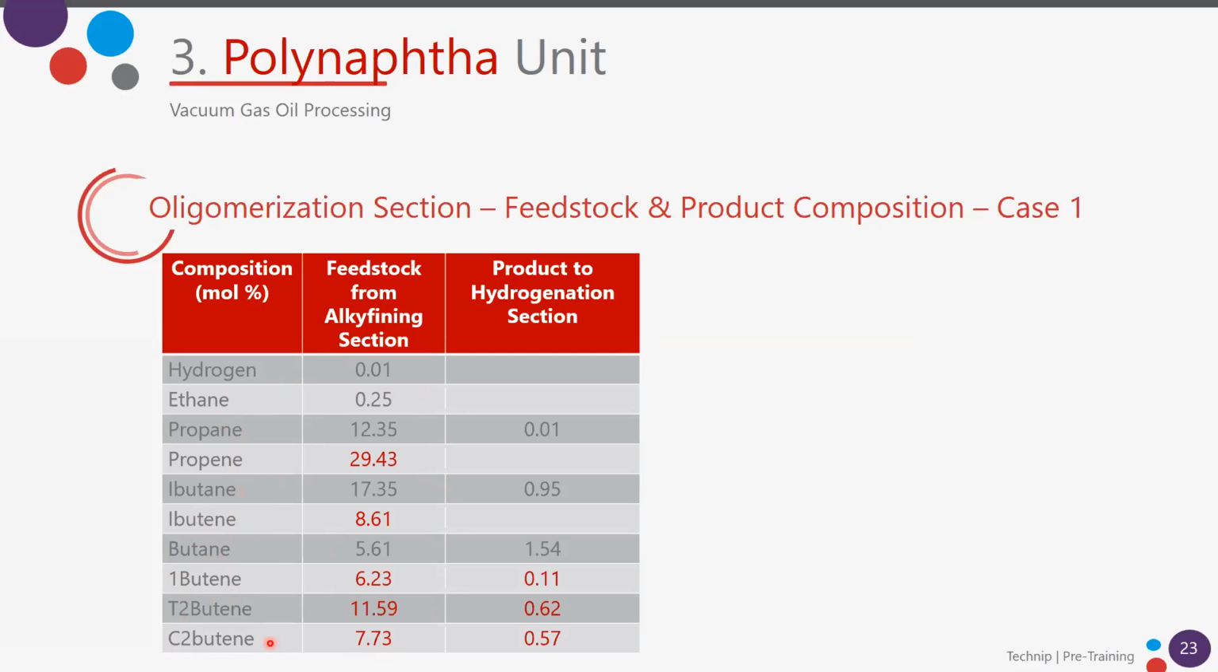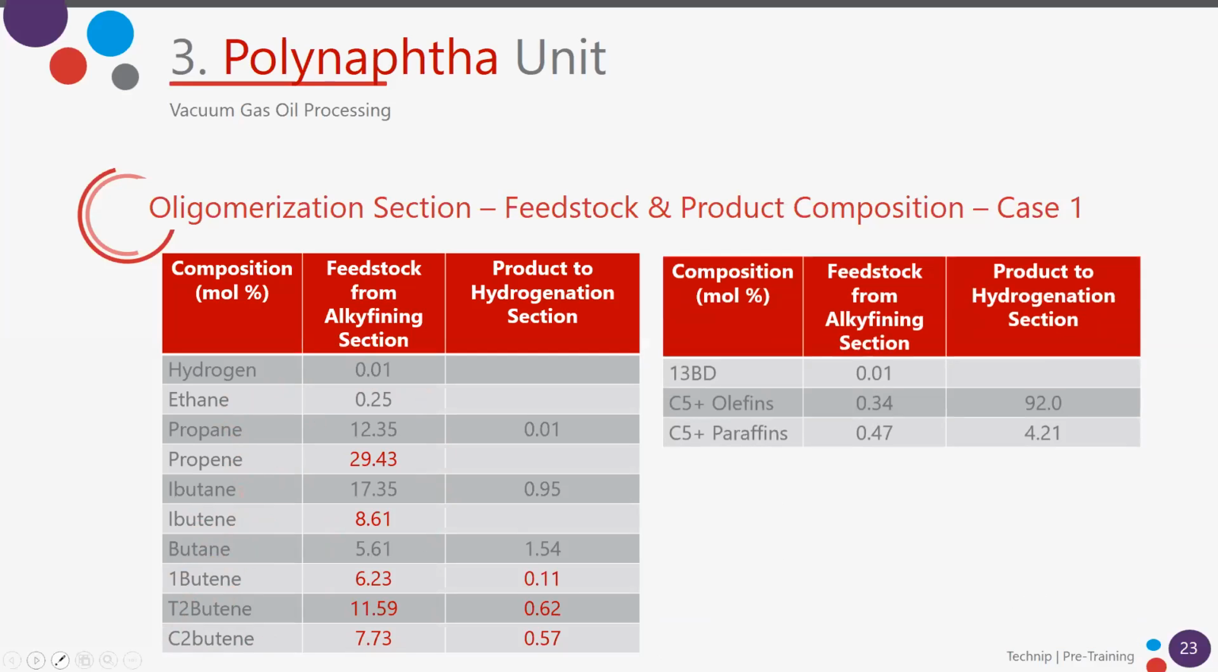So at the outlet of this... Wait, let me, okay, I was telling, so this is our feedstock for oligomerization, okay? We have two tables. This will continue in this table, okay? We have our 1,3-butadiene, we have olefins and some paraffins, okay? Some C5 plus olefins and C5 plus paraffins.